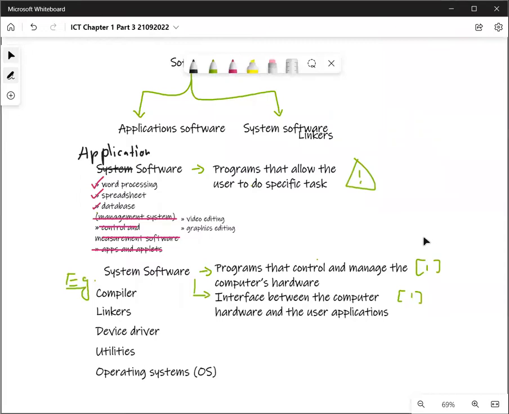Done. Oh, 1 minute, sir. So spreadsheet is one word or two words? One word. Okay.